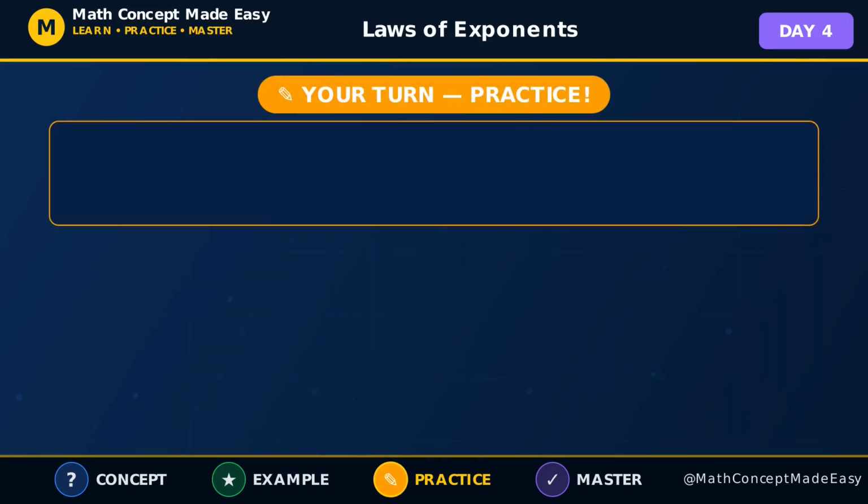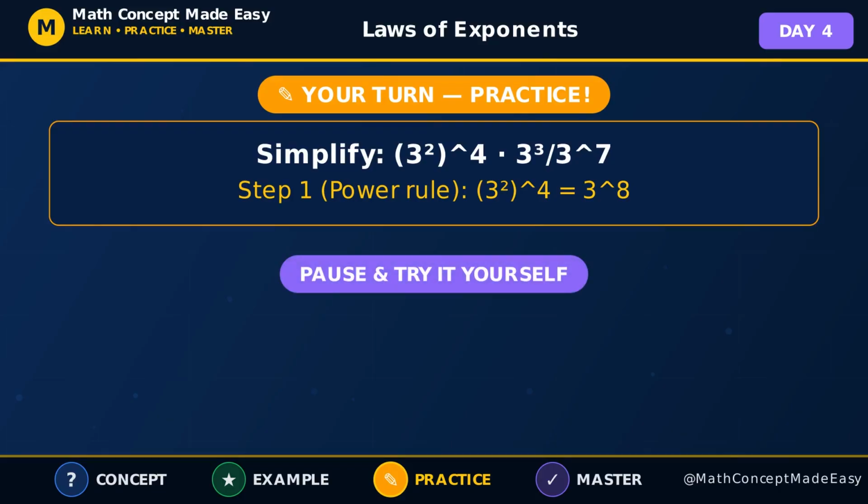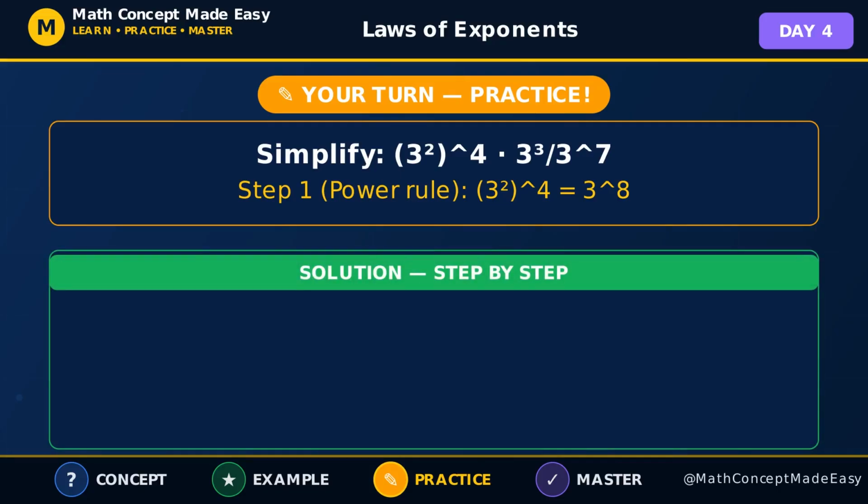Time to try it yourself. Here is your practice question. Simplify 3 squared to the power of 4 times 3 cubed over 3 to the power of 7. Step 1, power rule, 3 squared to the power of 4 equals 3 to the power of 8. Pause the video now, or take a few seconds with me. 5, 4, 3, 2, 1. Okay, let us solve it together.